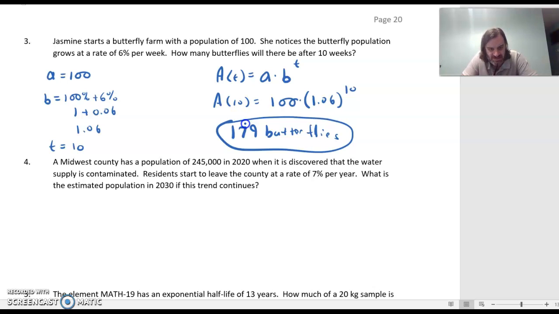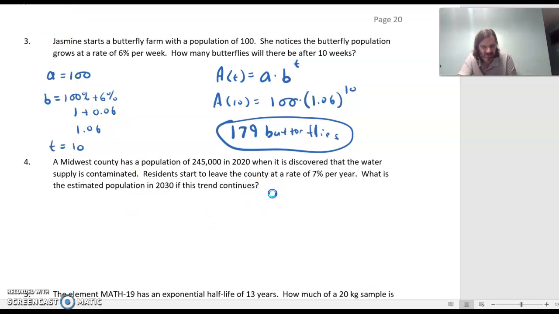A Midwest county has a population of 245,000 in 2020. When it is discovered that the water supply is contaminated, residents start to leave the county at a rate of 7% per year. What is the estimated population in 2030 if this trend continues? Okay, so this is another growth decay problem.